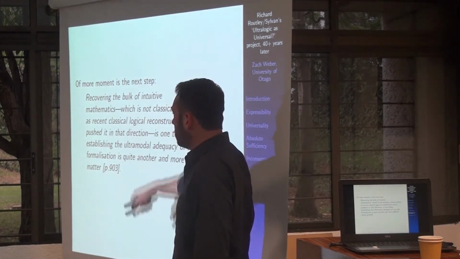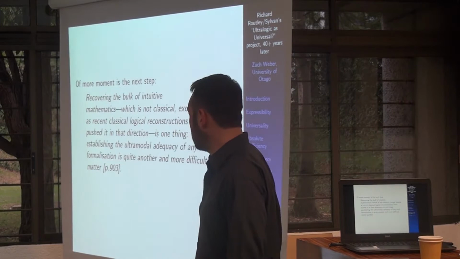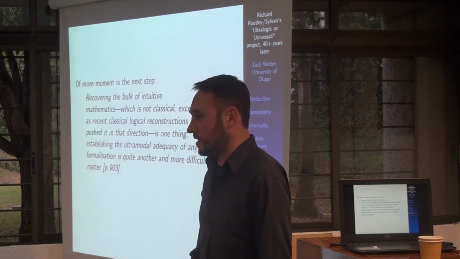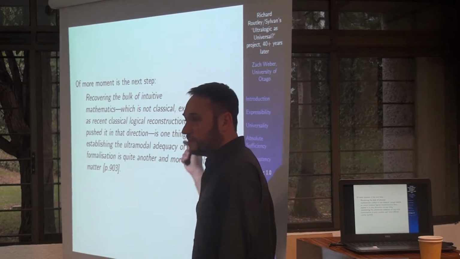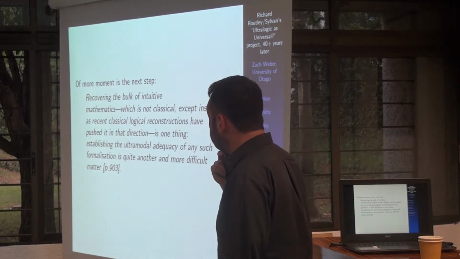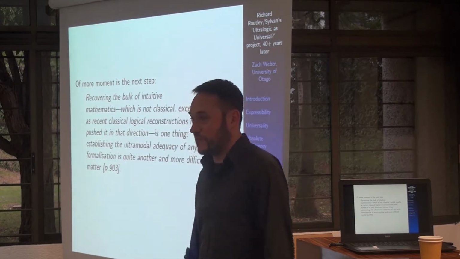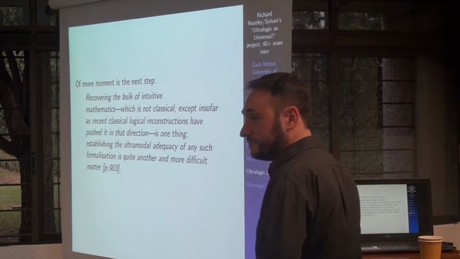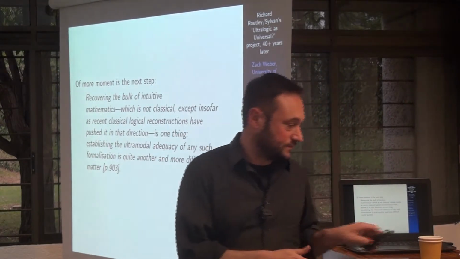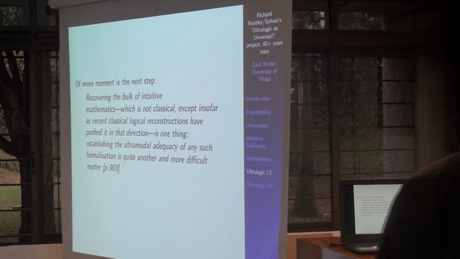So he says, recovering the bulk of intuitive mathematics, which is not classical, except insofar as recent classical logic reconstructions have pushed it in that direction. Right, so recovering mathematics that way is one thing. So what does he mean there, if not that the recent reconstructions of classical logic have incorrectly construed mathematics as classical? I think that just means that people have tried to sort of prove all these things classically, and he'd like an ultra-modern proof.